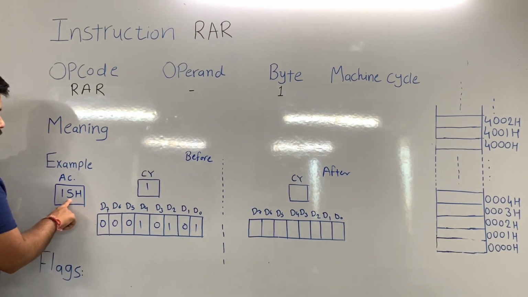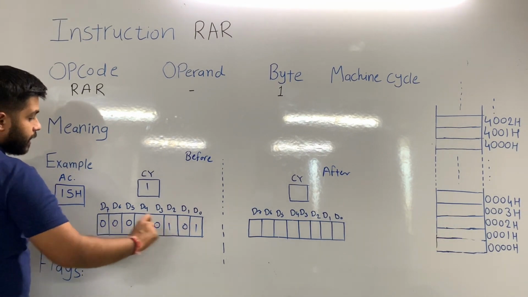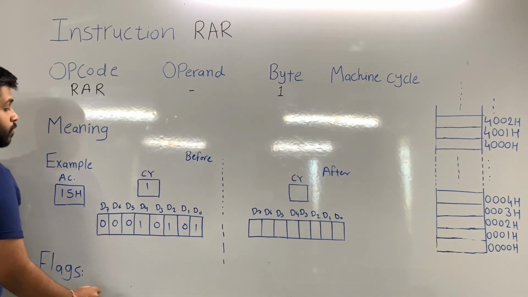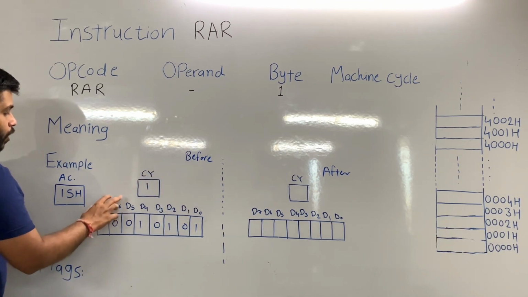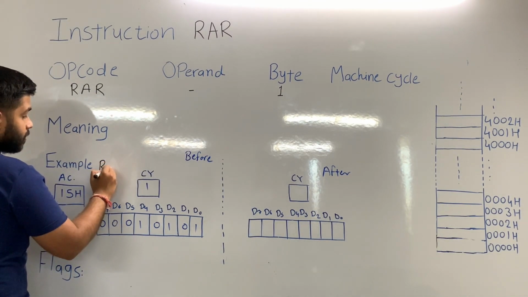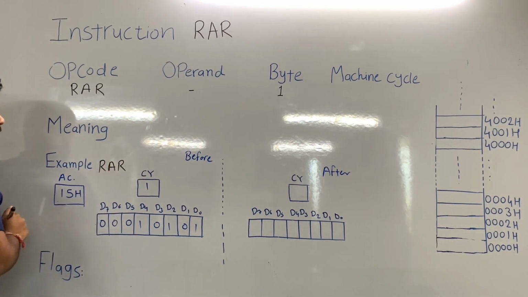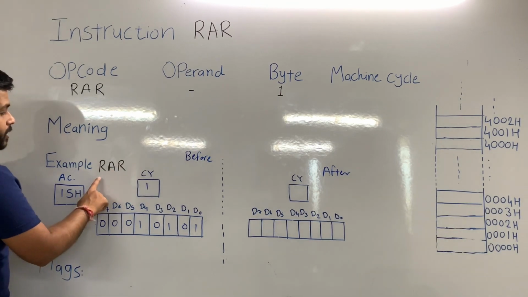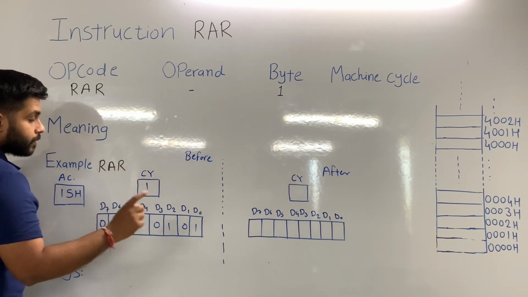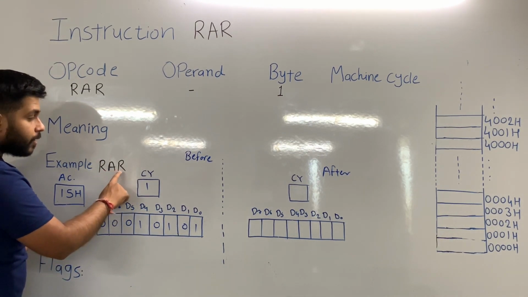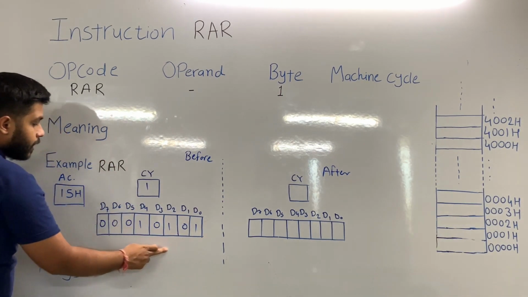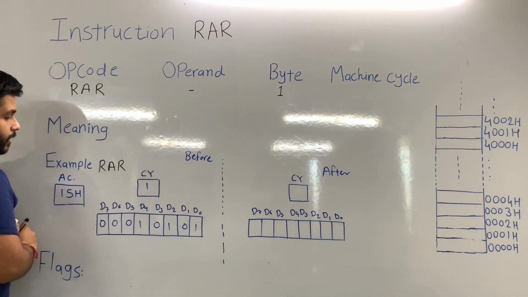The content of carry flag is 1 and accumulator is represented bitwise. So if you convert 15H into binary, you will get some data like this. So before the execution, the content of accumulator and carry is this. Now the example is RAR. What is the meaning of RAR? RAR means rotate accumulator right side by 1 bit. I am repeating, rotate the content of accumulator right side by 1 bit with carry. So you can see that the accumulator contains this value and the carry contains 1.